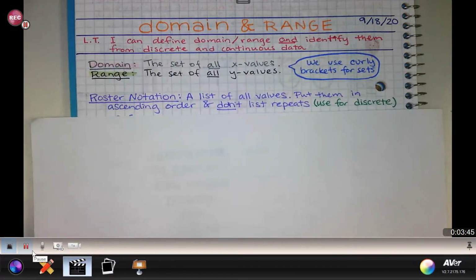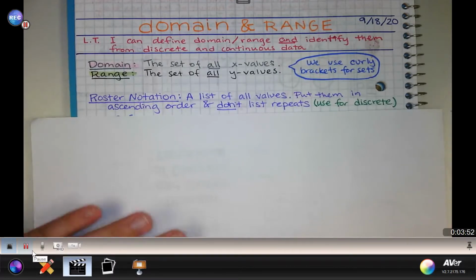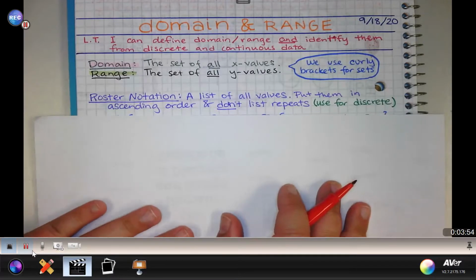So how do we write these sets? Because we're told that they're sets. So there's a lot of different ways to do it. We're only going to learn 2 right now. The first one's called roster notation.